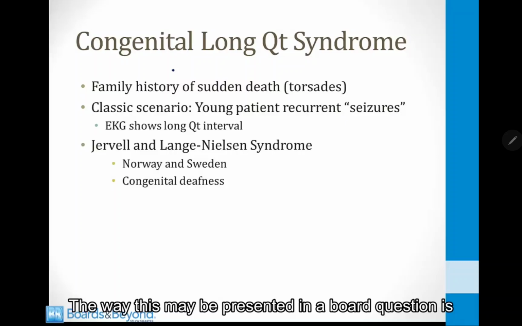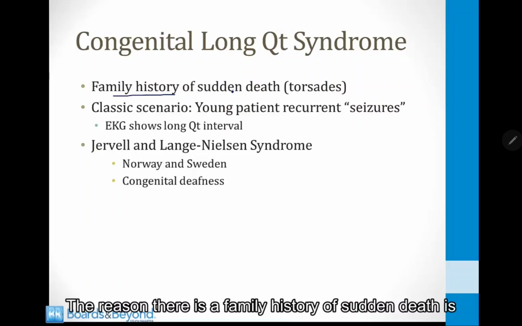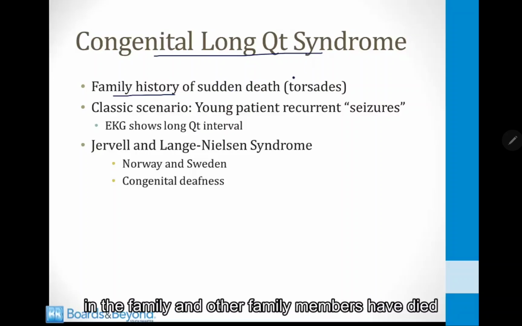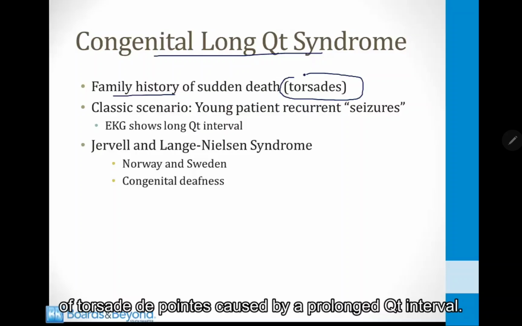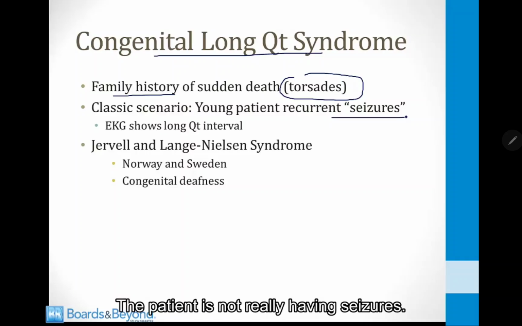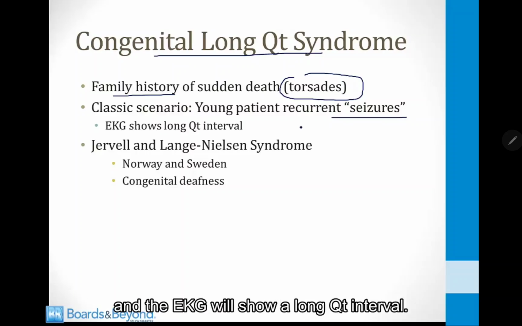The way this may be presented in a board question is as a patient with a family history of sudden death. The reason there is a family history of sudden death is because the congenital long QT syndrome runs in the family and other family members have died of Torsades de Pointes caused by a prolonged QT interval. A classic scenario is a young patient who has recurrent seizures. The patient is not really having seizures. They're actually passing out from Torsades de Pointes, and the EKG will show a long QT interval.